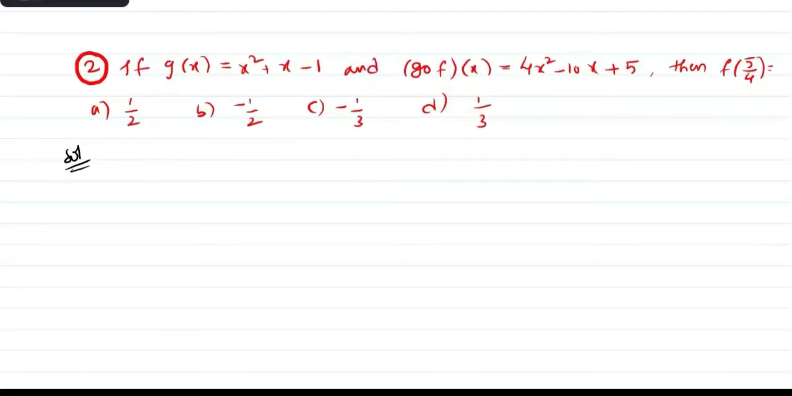Come to the second question. The question is, if g of x is equal to x square plus x minus 1 and g circle f of x, composite function, g circle f of x is equal to 4x square minus 10x plus 5, then what is the value of f of 5 by 4? Right. This question is a little bit different from the regular composite functions. Okay. See how I am going to simplify this question.